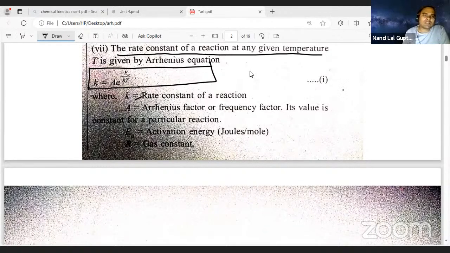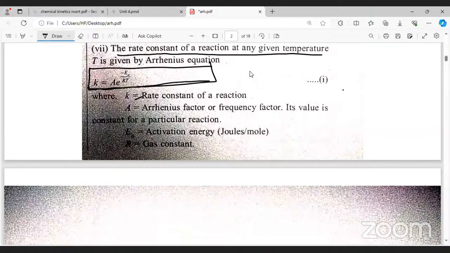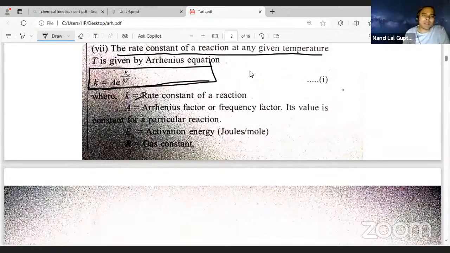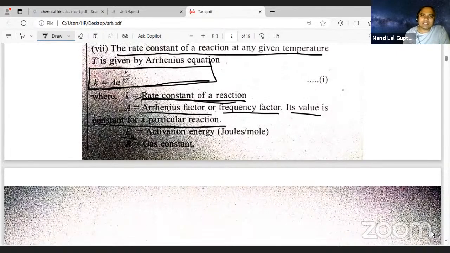So this is the equation K is equal to A e to the power minus Ea upon RT. This is the empirical reaction, where K is the rate constant of the reaction, A is the Arrhenius factor, also called the frequency factor, whose value is constant for a particular reaction, Ea is the activation energy, and R is the gas constant.